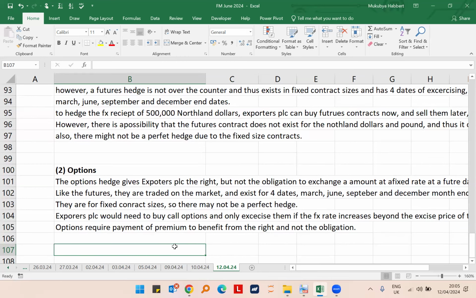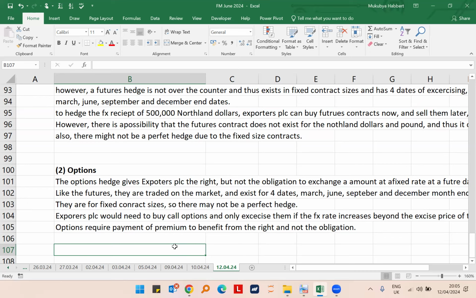So you need to use the September ones. Of course, when you are doing AFM, there are other aspects that come into play, calculating the rate that you are going to use. But for us, we have to just understand they exist only in these 4 contract sizes.